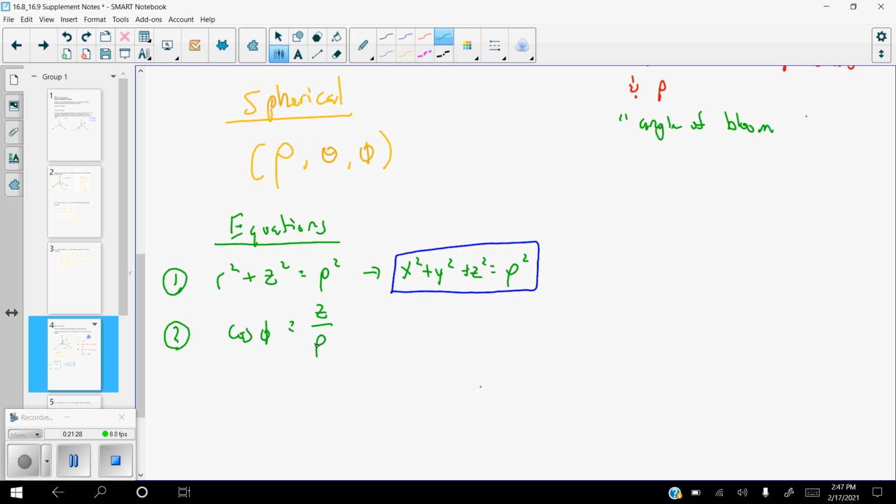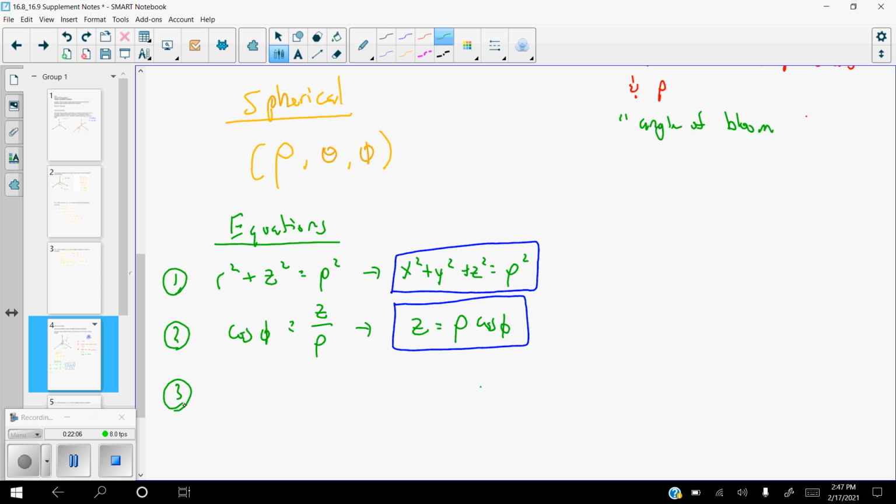In order to find phi, you're actually going to need the rho part first. Or if for whatever reason you needed to solve this for z, then you would just multiply both sides by rho. So z is going to equal rho cosine phi. So again, this is a way to change things into any of the forms. You can use this equation and then just manipulate it to figure out whether you need phi or you need to find z, whichever one.